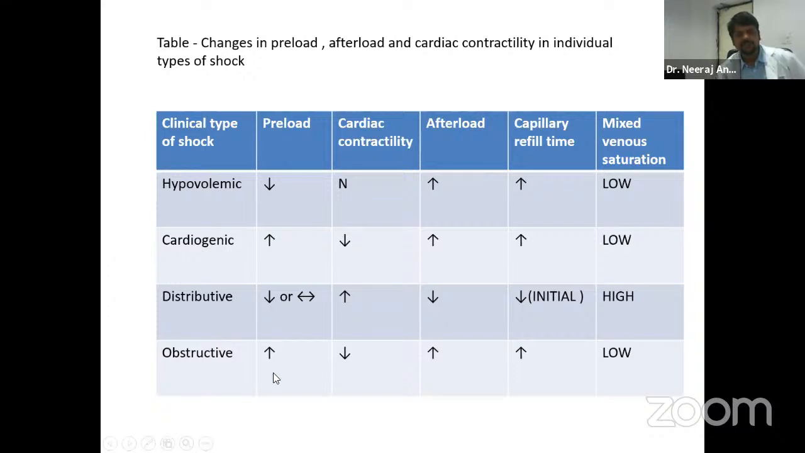In obstructive shock, as the heart is not able to properly relax, there is increase in preload. As in case of cardiac tamponade or tension pneumothorax, the heart is compressed, so there will be decreased cardiac contractility. There will be increase in afterload, increase in capillary refill time, and increase in mixed venous saturation in these patients.